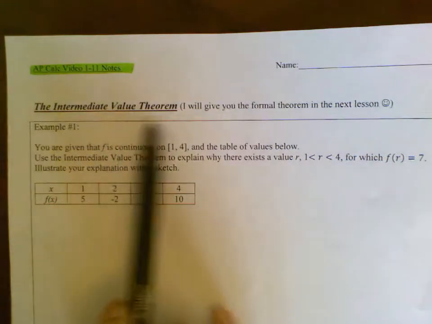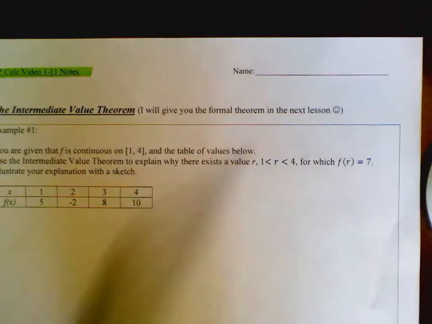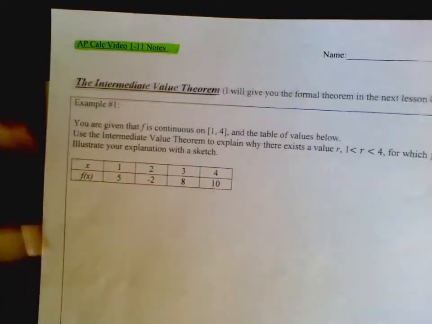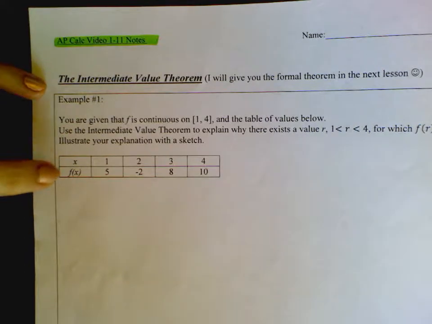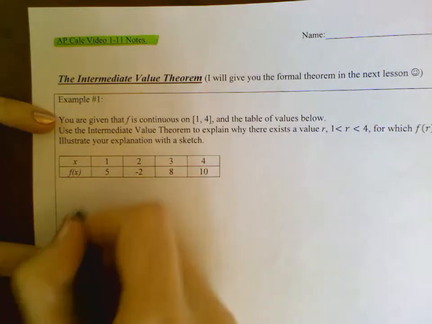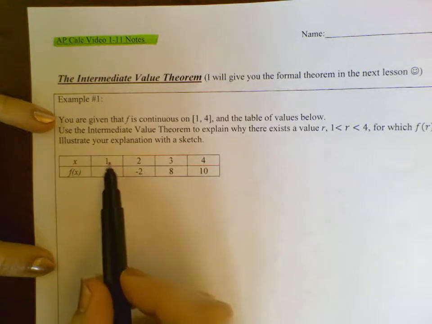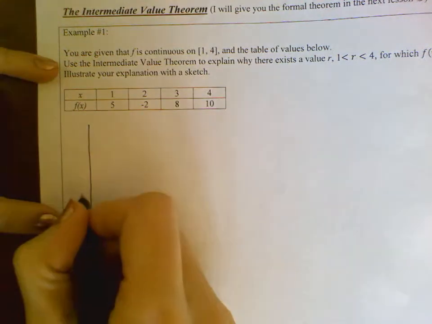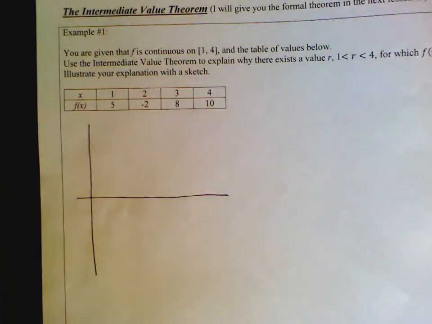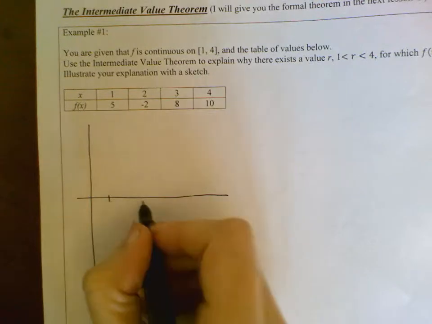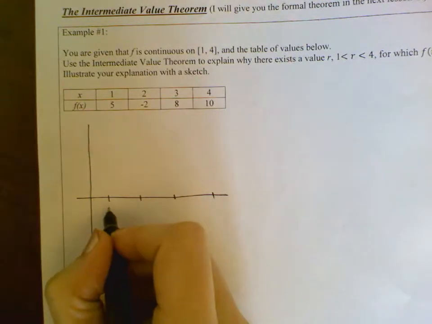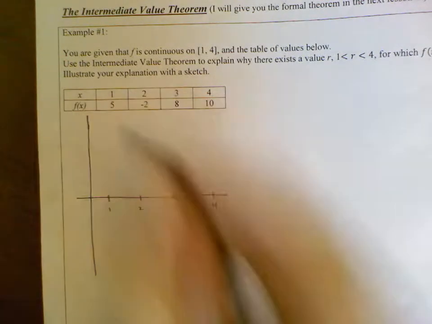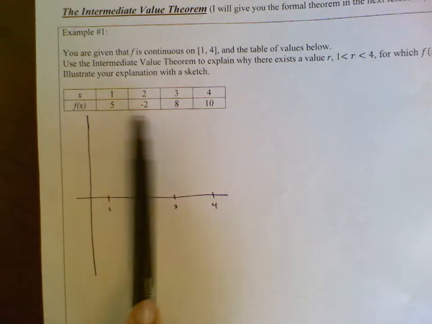And the intermediate value theorem, I will give you the formal theorem in the next lesson. Like I'll actually give you its definition. So what we're going to start out by doing is a sketch with this table of values. So our x values are 1, 2, 3, and 4. So I only really need the positive side of the x-axis. So 1, 2, 3, 4. Now my y values, I've got 5, -2, 8, and 10.